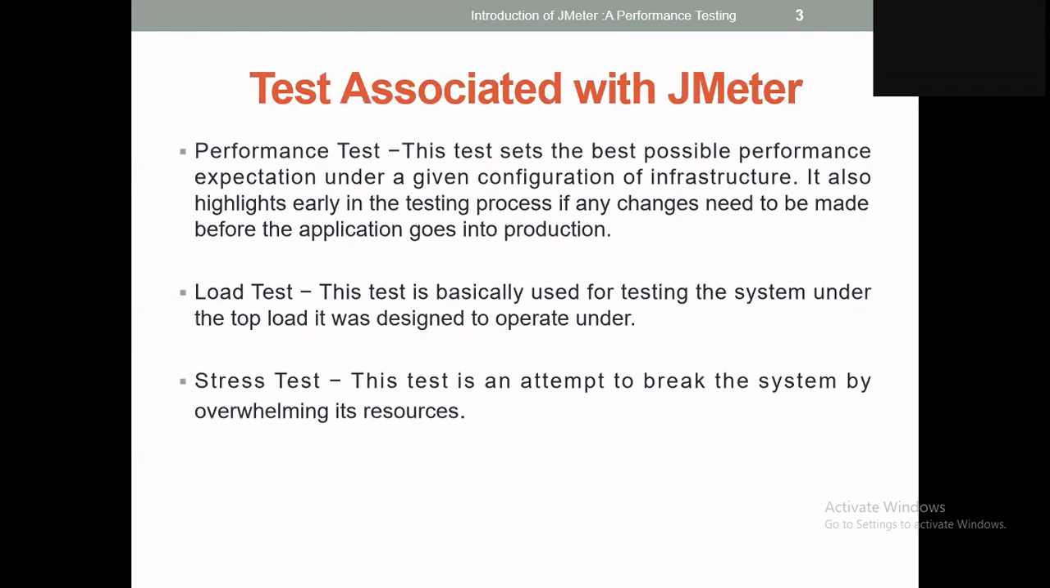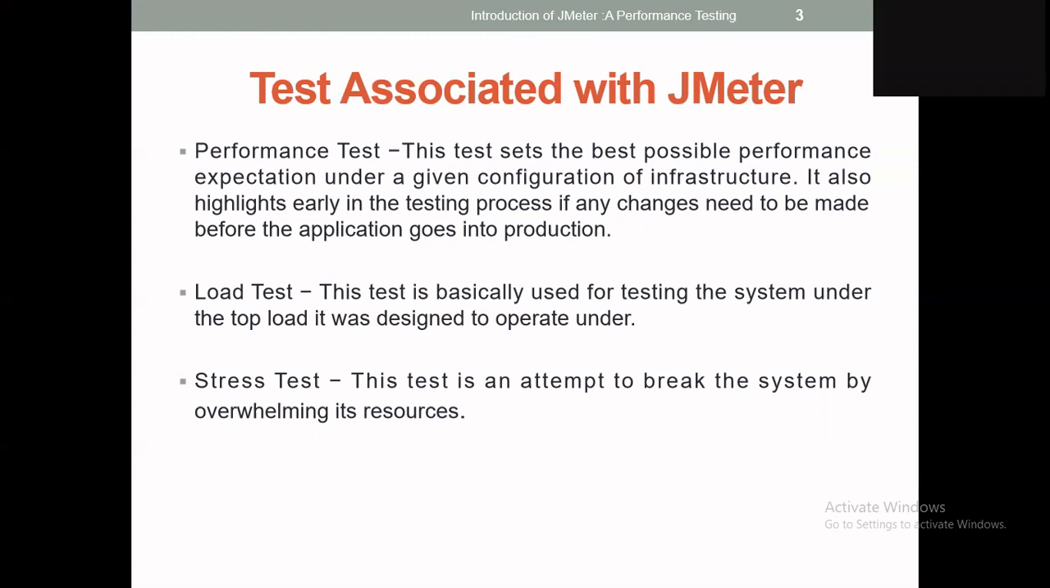Now let's see what the tests associated with JMeter are. First is the performance test. This test sets the best possible performance expectation under a given configuration of an infrastructure. It also highlights early in the testing process if any changes need to be done before the application goes into production. Means before our application goes to production, if we need to make some changes in our product, this particular type of testing is used.